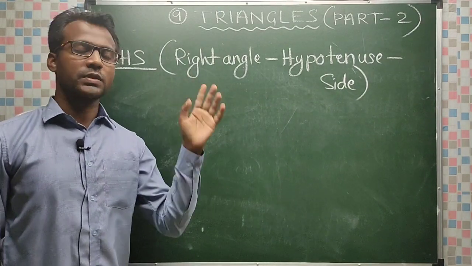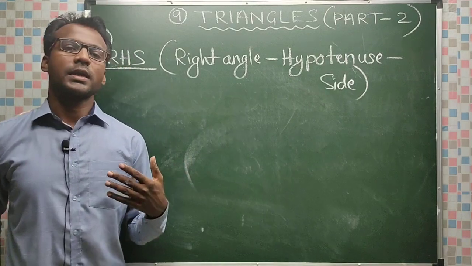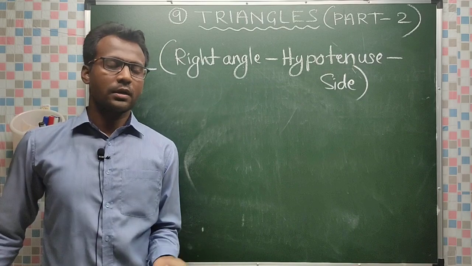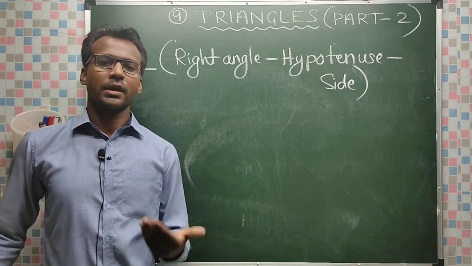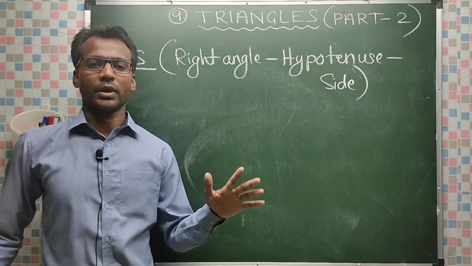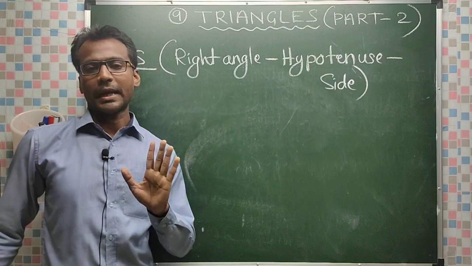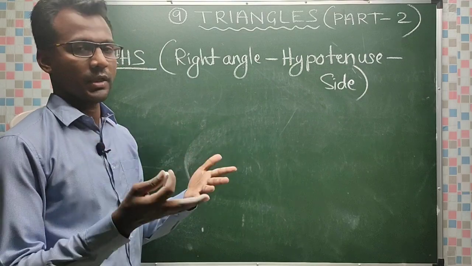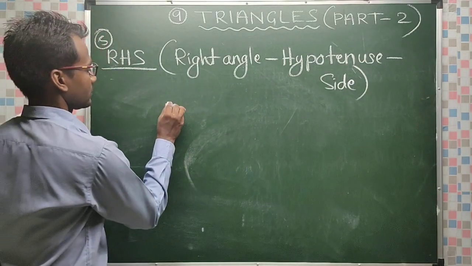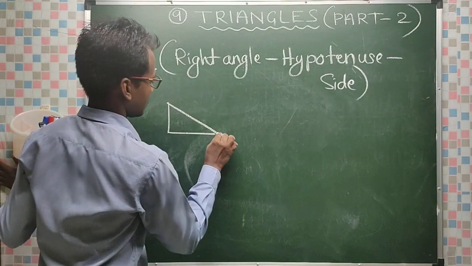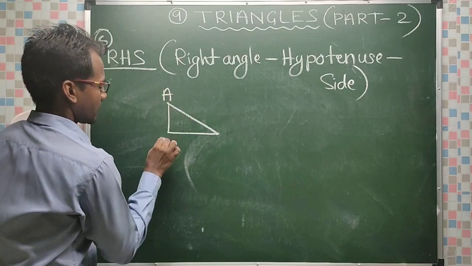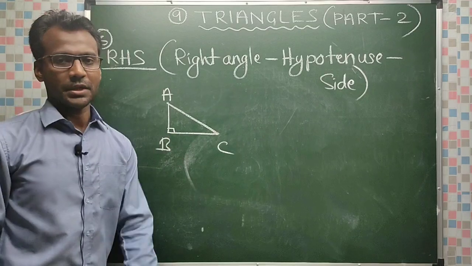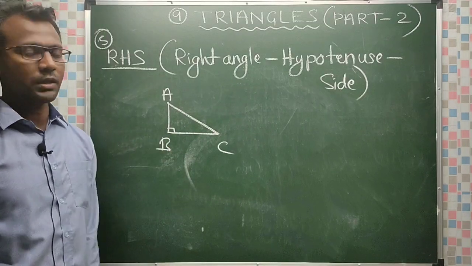The previous four postulates can be used in any type of triangle: acute angle, obtuse angle, right triangle, scalene triangle, isosceles triangle, equilateral triangle. They can be used in any type of triangle, but this is used only for right triangles. So first let us take a right triangle. Suppose this is a right triangle ABC in which angle B is 90 degrees.